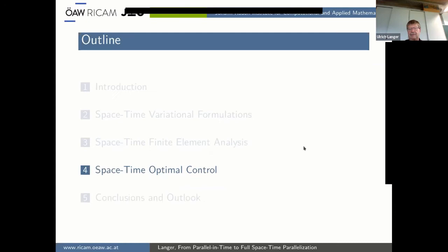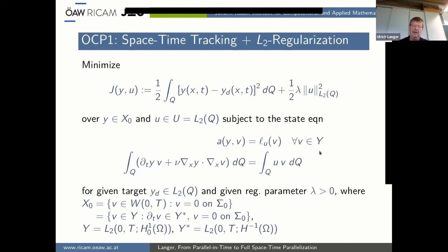So let me finish with the last part. I think I have a little bit of time. So this is optimal control. And you already saw this problem for parabolic and hyperbolic problems. I only discuss here parabolic problems. So we have here the usual L2 regularization. And here we have a parabolic equation as constraints. I changed my notation. Now, y is the state and u is the control.